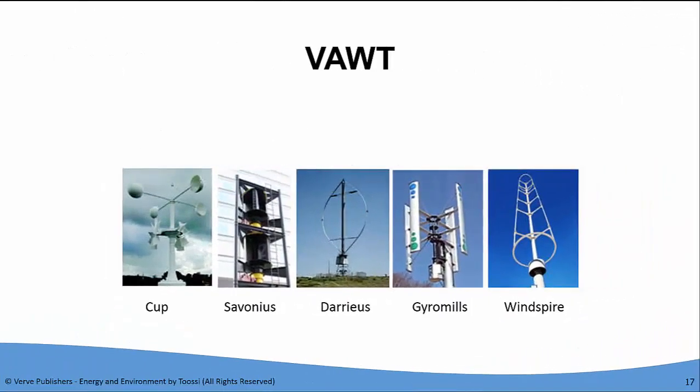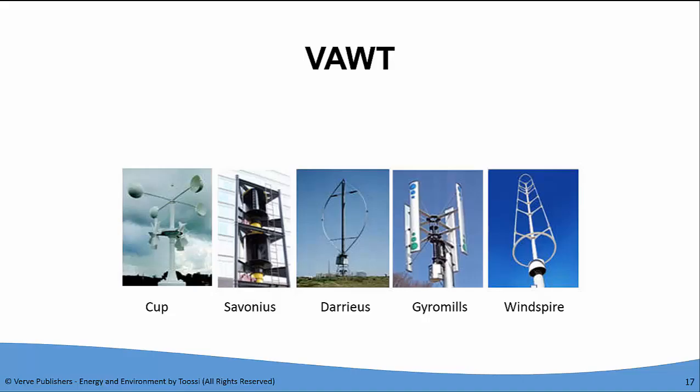These are some of the examples of the vertical axis wind turbine. The one on the left is the cup anemometer. Usually we use this kind of anemometer to measure the wind velocity rather than extracting power from it. The one next to it is called Savonius. These are two blades forming an S-type shape. The wind cuts through it and it rotates.